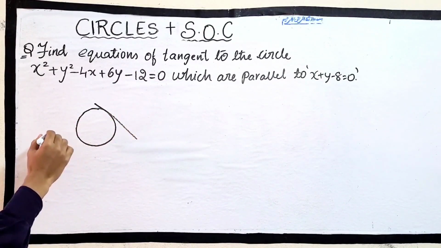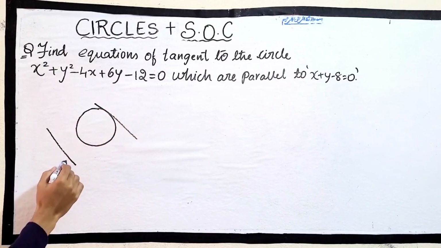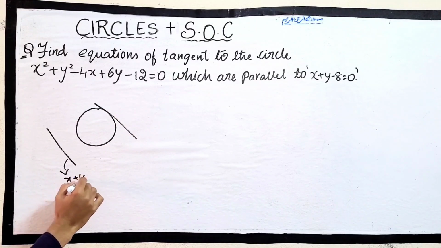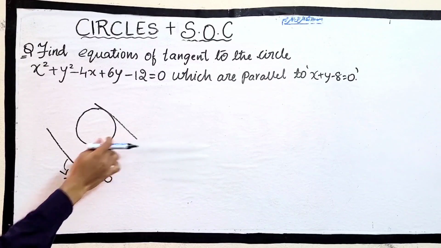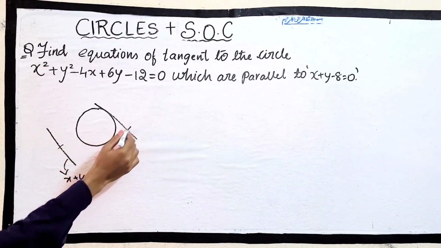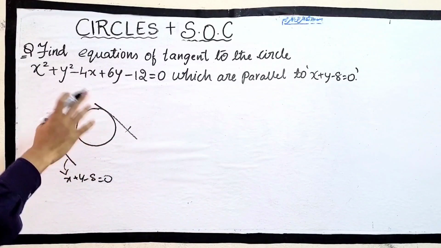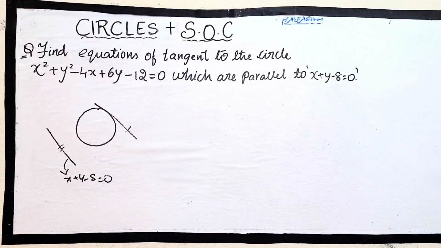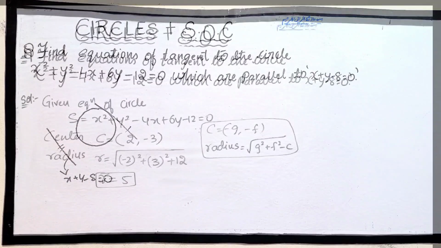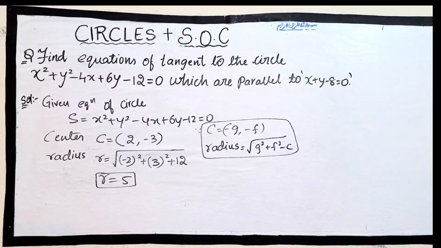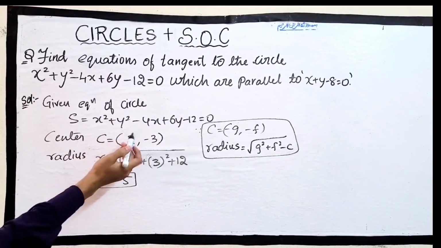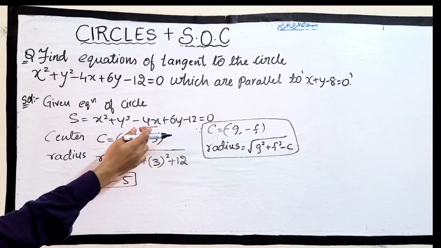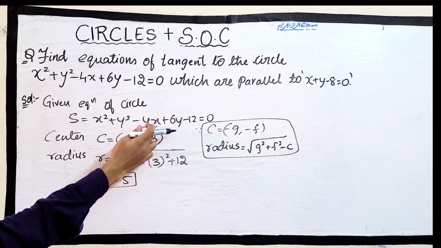some line that is given. Suppose we assume this line as x plus y minus 8, which is the given line. So we have to find the equation of the tangent which is parallel to the given line. Just follow a few steps, you will get the answer in 2 to 3 steps. As usual, in the first step, you have to write the equation of the given circle and substitute. Now find the center. You know the trick for the center.